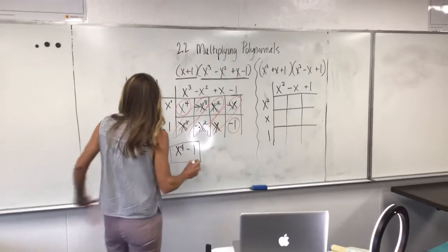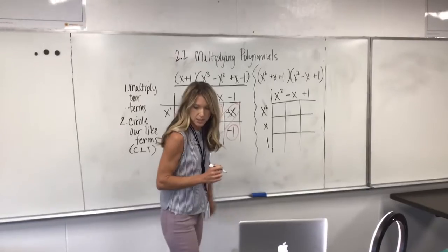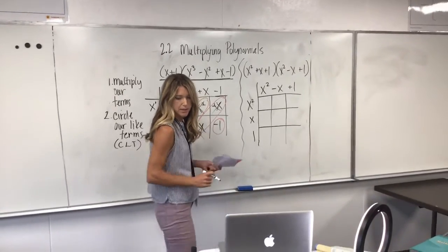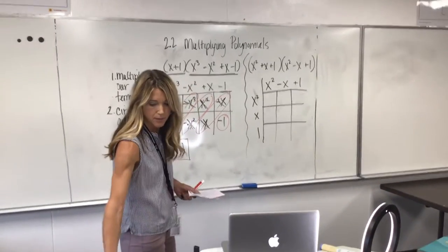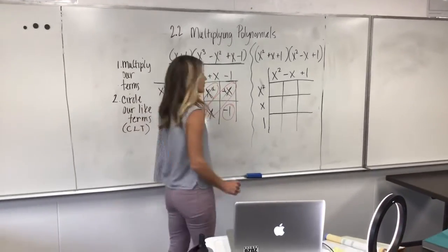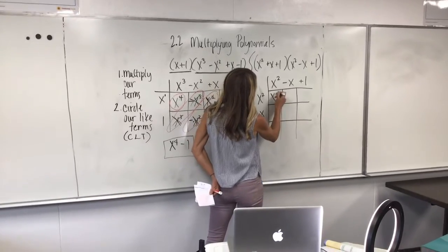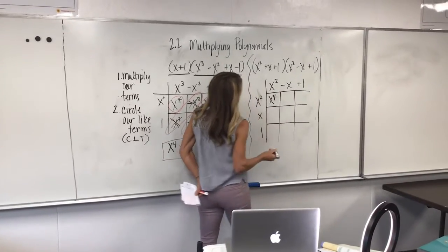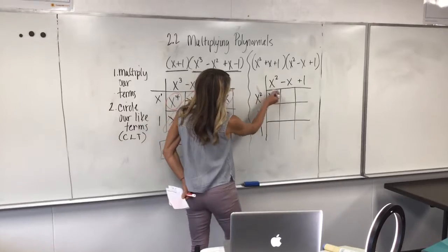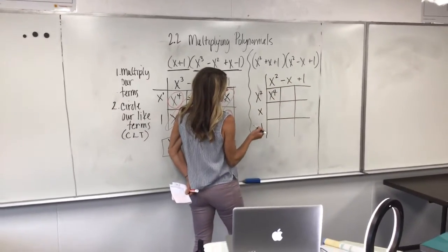All right. So our first step was to do what? Let's see, Boomer, what's our first step? Where do we start? You have to multiply the x squared by x squared, right, and what do we get? x to the fourth. Okay. And then x squared times negative x, I get what? Negative x to the third.